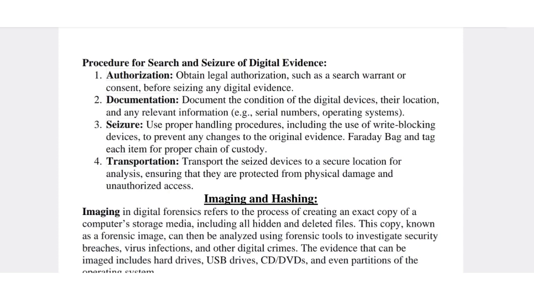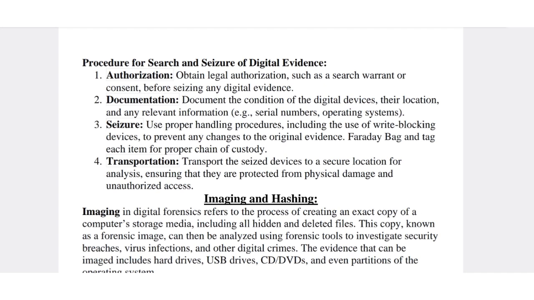Now let's see the simple steps of search and seizure of digital evidence. First is authorization: whenever a police officer goes to a crime scene, they should have legal authorization such as a search warrant to seize any digital evidence. The second is documentation: document the condition of the storage media or digital evidence, such as their locations and relevant information like name, serial numbers, and operating systems. Everything should be documented at a crime scene.